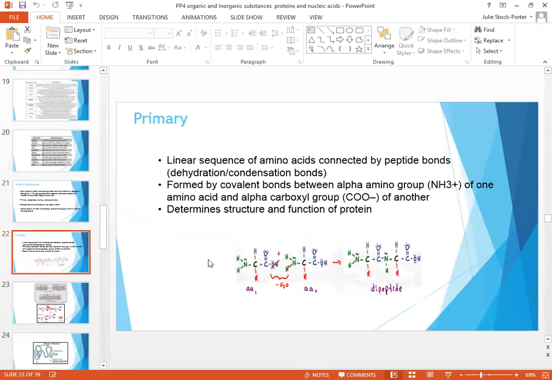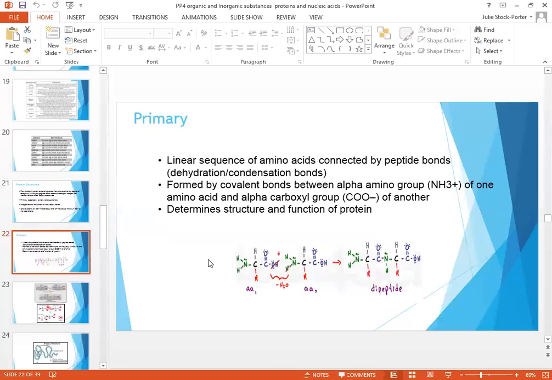Let's look at primary first. Primary, it's just linear. It's a linear sequence of amino acids connected by a peptide bond. And peptide bonds are dehydration condensation bonds, where we either remove or put in water. That's why it's called dehydration, because it's an H2O. I'll show you that here in just a second.